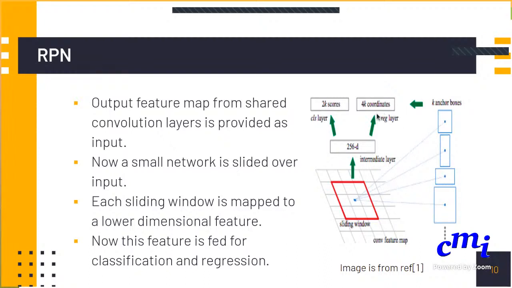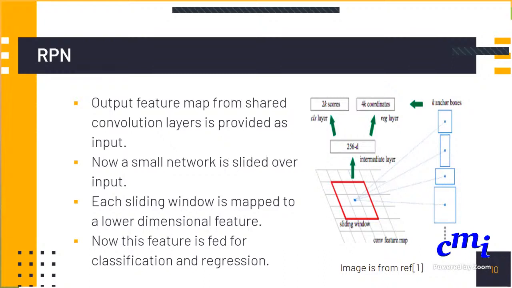So the regression part gives us basically the size of the output region. So the dimension is four here: the first two are the points for the top left corner, and then the width and height. Okay, and then the other one is the classification layer. It basically gives us whether it's an important object or not.